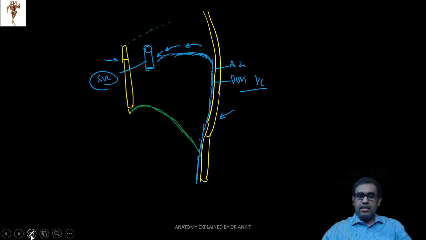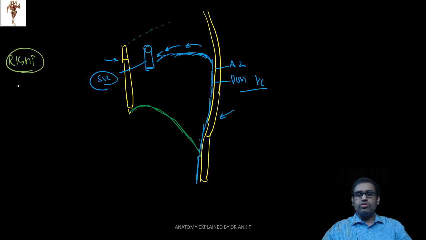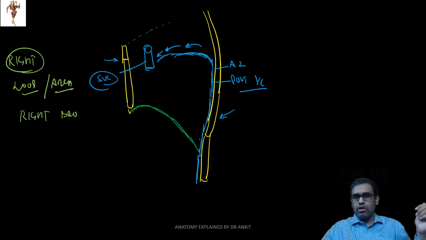On which side will it enter? That also I guess you all understood. That is on the right side. It is going to form a loop or arch on the right side of the body. That is, it forms a loop over the right bronchus.